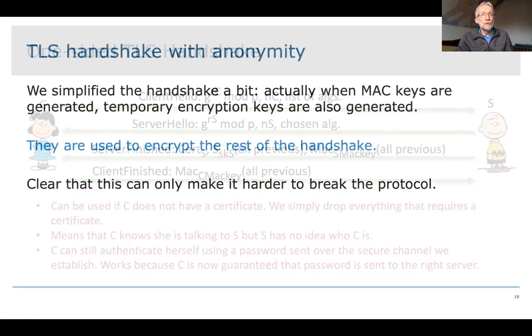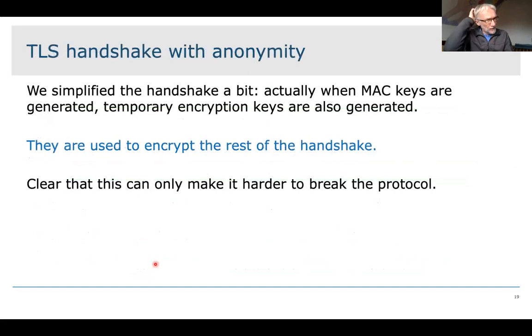Okay, so then we have one extra thing. Actually, the handshake you've seen is simplified a little bit. What happens in the real version is that when the MAC keys are generated, we also generate some temporary encryption keys. And what these are used for is to encrypt the rest of the handshake, so that means the two finished messages. This is not a problem for security. It's quite clear that this can only make it harder to break the protocol. It only makes it harder for the adversary to manipulate those messages when they are encrypted.